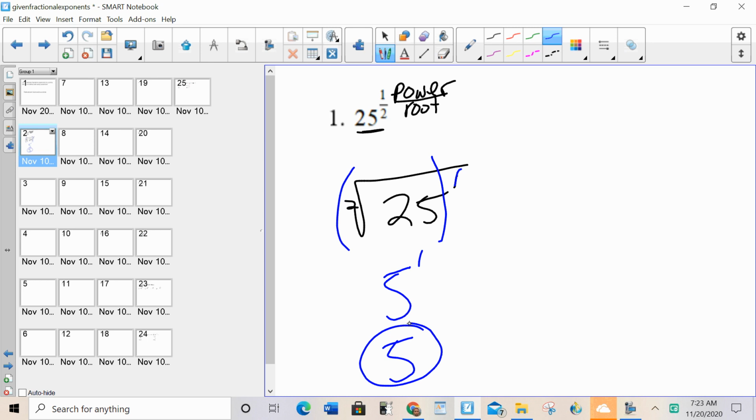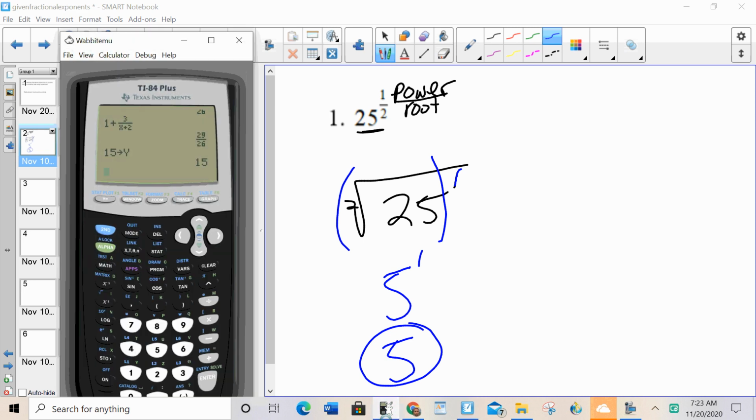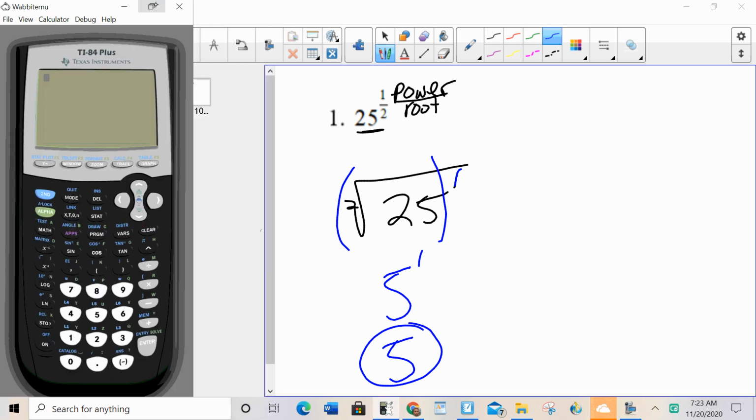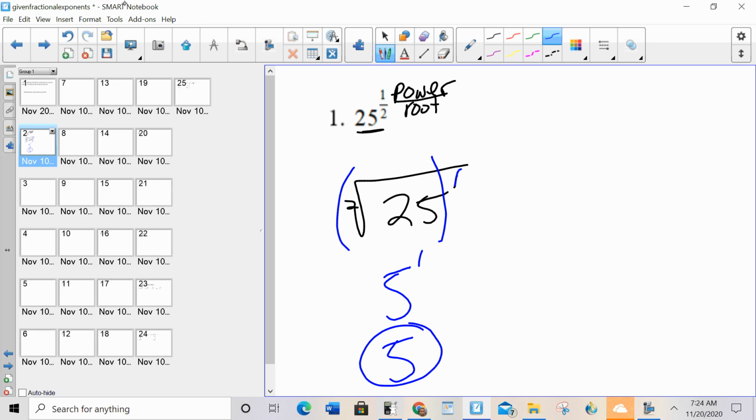Now, you can use a calculator if you need to. You can type in the square root of 25. And then, so let's just get that up here. You can do the square root of 25. And then raise that to the first power. Ideally, this lesson, you're going to do mentally without a calculator. But you can use the calculator if you need to.